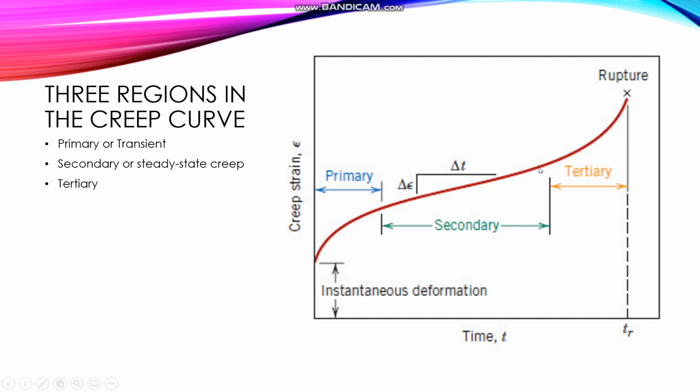Finally, we have the last part, which is the tertiary. In the last region, there is an acceleration of the creep rate, and ultimate failure will happen in this region at the time tR, when the material ruptures, which is failure.